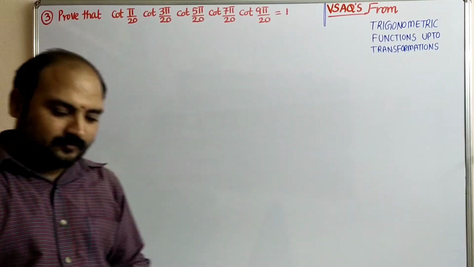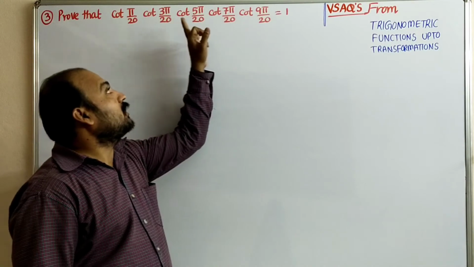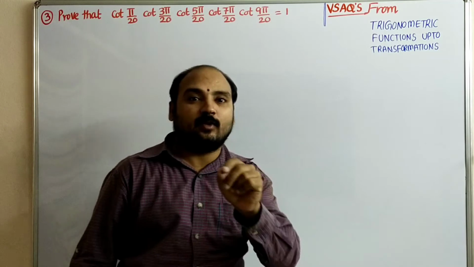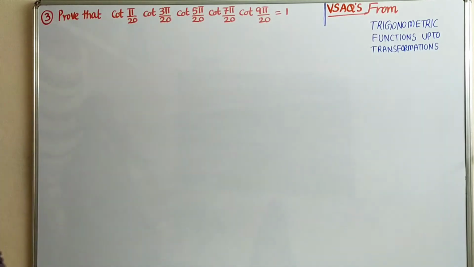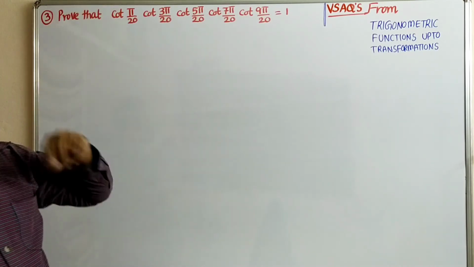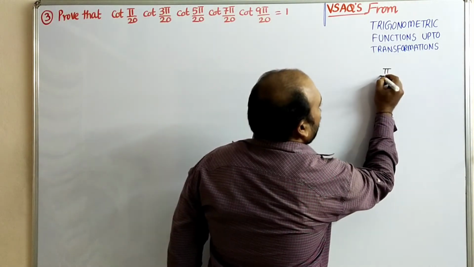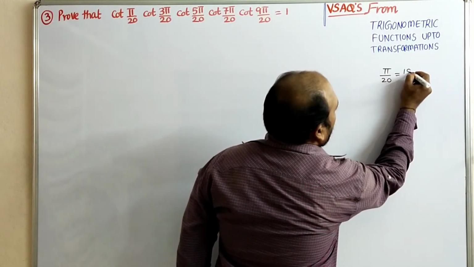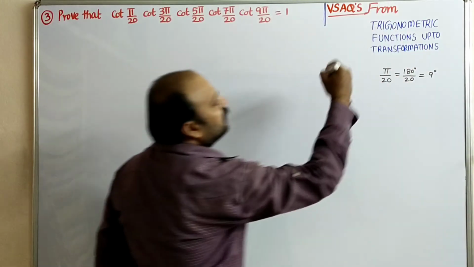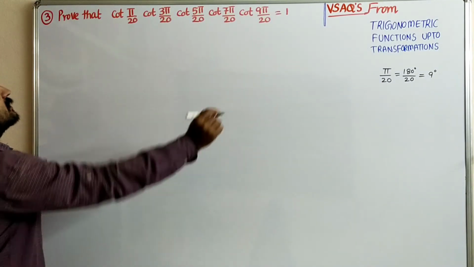The next question. Prove that cot pi by 20, cot 3 pi by 20, cot 5 pi by 20, cot 7 pi by 20, cot 9 pi by 20 equal to 1. First of all, instead of pi by 20, we have to write in degrees. Pi means 180 degrees divided by 20, which is equal to 9 degrees. So wherever pi by 20 is there, you have to replace it with 9 degrees.